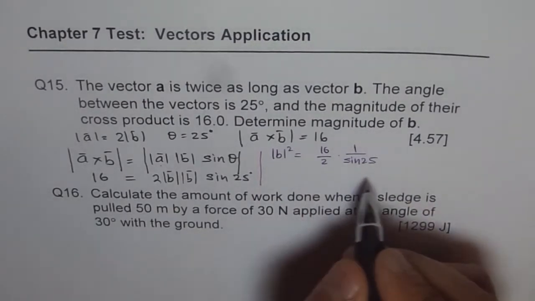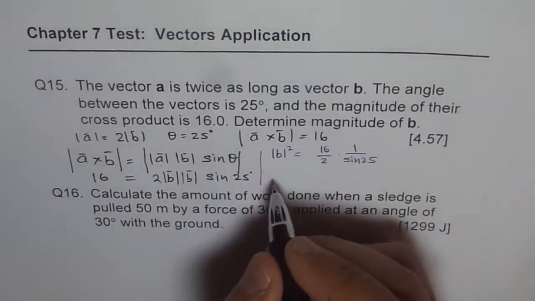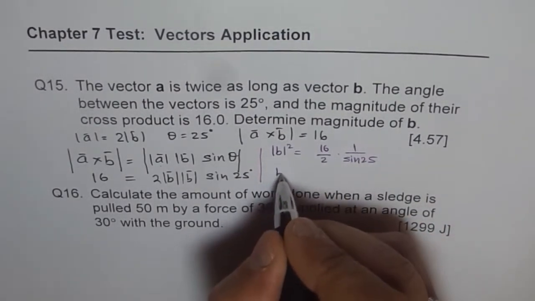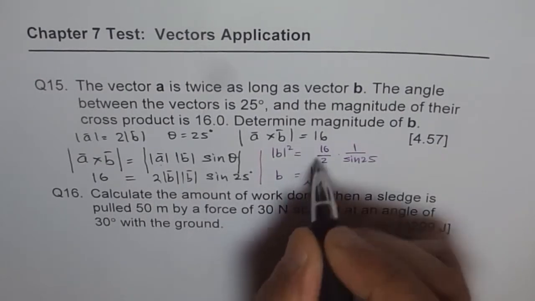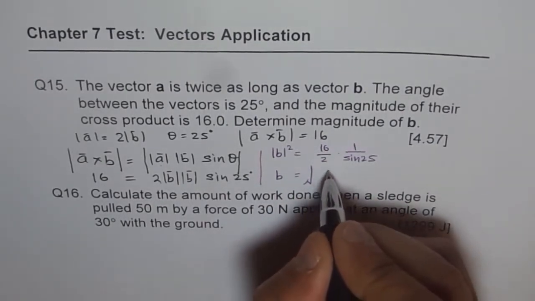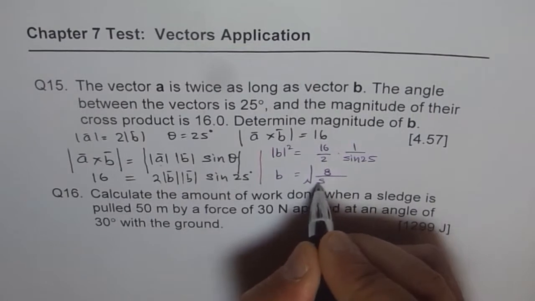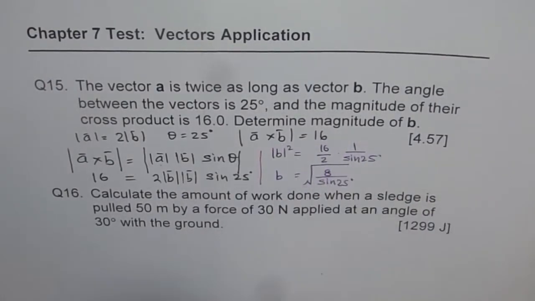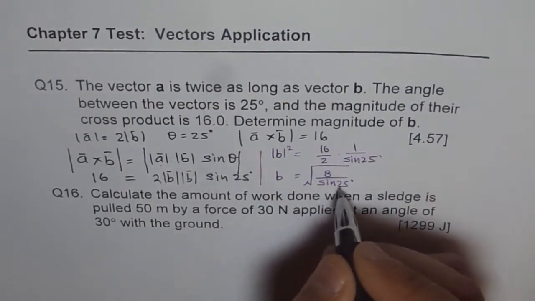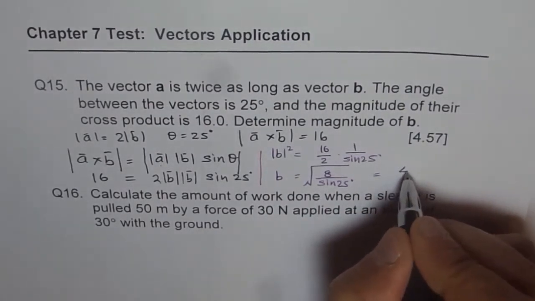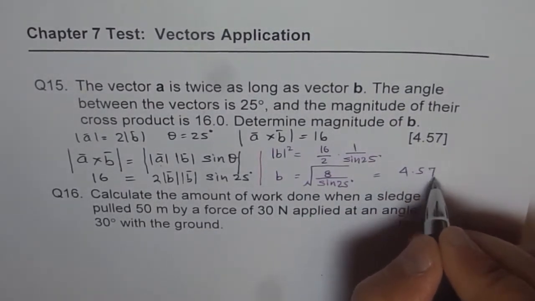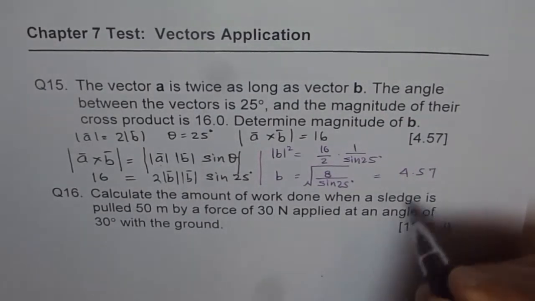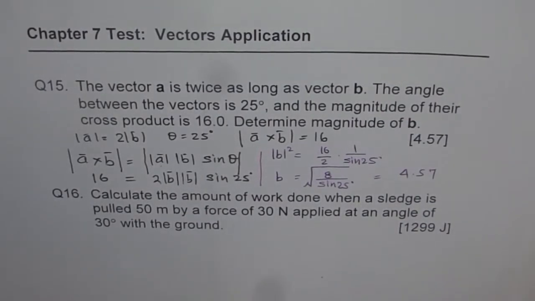So we can use a calculator to find this answer. Now B equals the square root of, so 16 divided by 2 is 8, so we get 8 divided by sine of 25 degrees, correct? Square root. And if you use your calculator to get this answer, then it should be 4.57. So I'm not using the calculator, just writing it down. So you check if it is the same or not, okay?